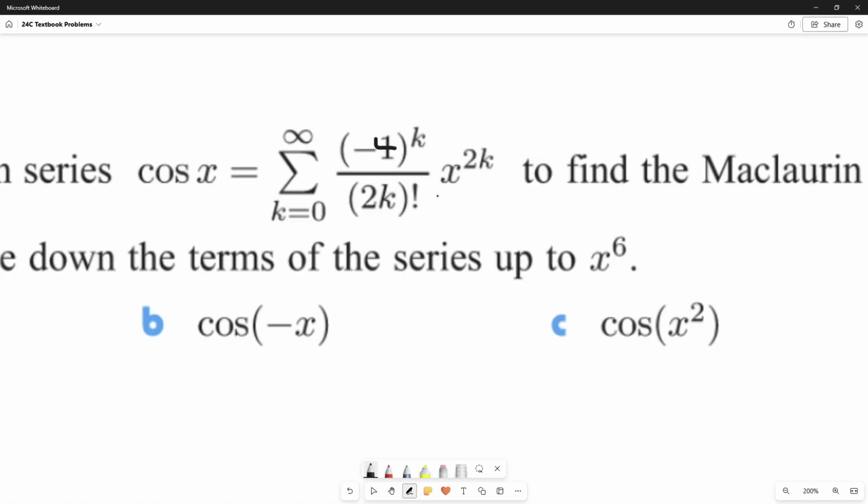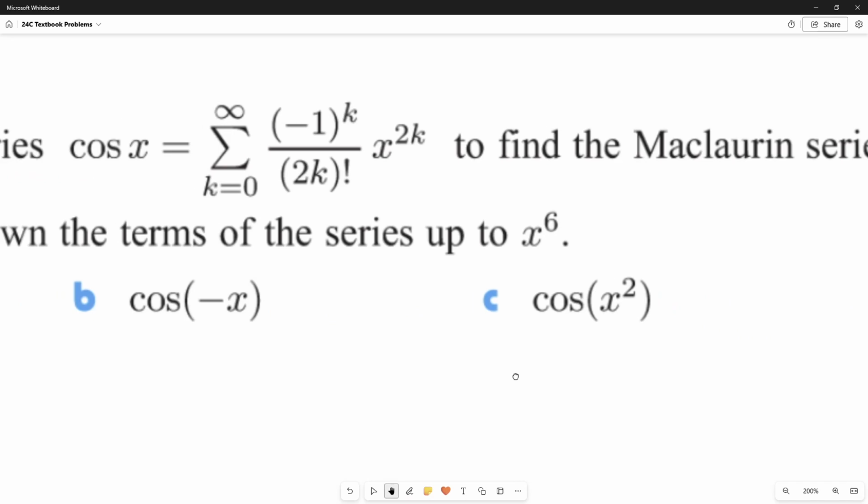And then for part B, you replace x with negative x. And then you should factor out the negative 1 like that. And whenever you have negative 1 raised to an even power, it's always going to be 1. So it doesn't do anything. So for B, it's going to be the exact same. It's just going to be this. And for cosine of x squared, replace this with x squared. And then the squared goes into 2, so this becomes 4k. That's your answer for part C.